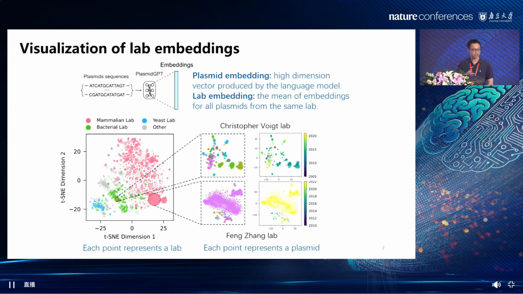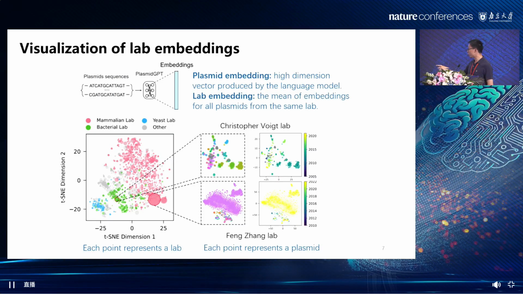And also, we can see the labs are clustered based on what they are working on, whether they are working on mammal systems or whether they are working on bacterial systems. And we can dive into some specific labs. For example, we can look at the Chris Watts lab, which is the lab I worked in before. And we can plot the embedding for each plasmid. We can also see the plasmid embeddings are clustered together based on the publication. So in the middle part, the color corresponds to different publications, and they are also separated by publication year.